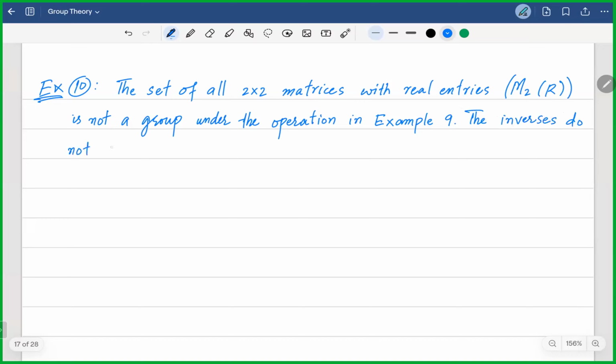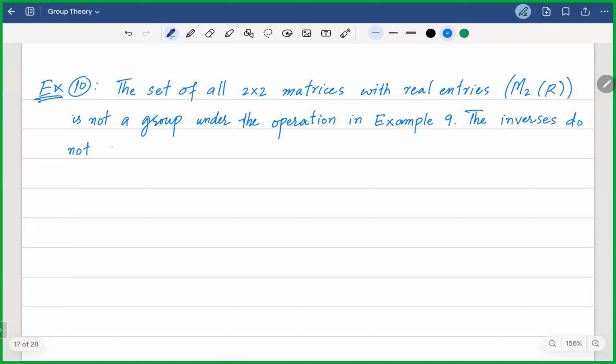So 1 and 10 have GCD 1, so 1 is there. 3 and 10 have GCD 1, so 3 is there. 2 can't be there, 4 also can't be there, 5 can't, 6 can't. Then 7 and then 9. So these are the 4 elements inside it. This is the set, and now we will present the Cayley table for this.